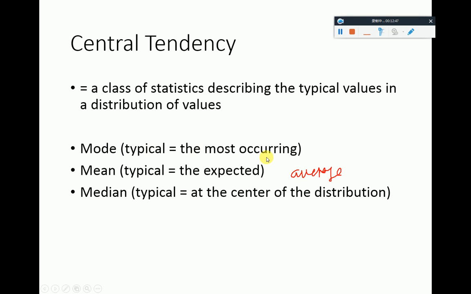There's one case where these three would overlap, would converge. That is, the most occurring value is the expected value, and the expected value is also at the center of the distribution. There's one situation where that would occur, but in many cases, these three typical values are different, and that's why we have different names for them. Okay, so let's look at these three typical values one by one.